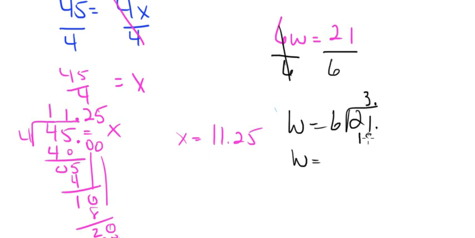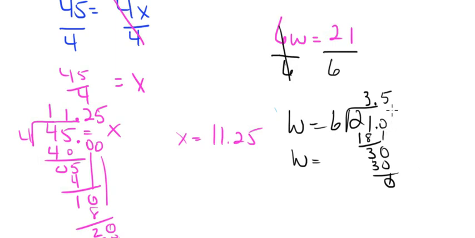6 times 3 is 18. Gives me 3 left over. I got to bring down a 0. 6 goes into 30 5 times, so I have 3.5 because 6 times 5 is 30. It zeroes out, so we're done with the math. And I'm left with my answer of 3.5.